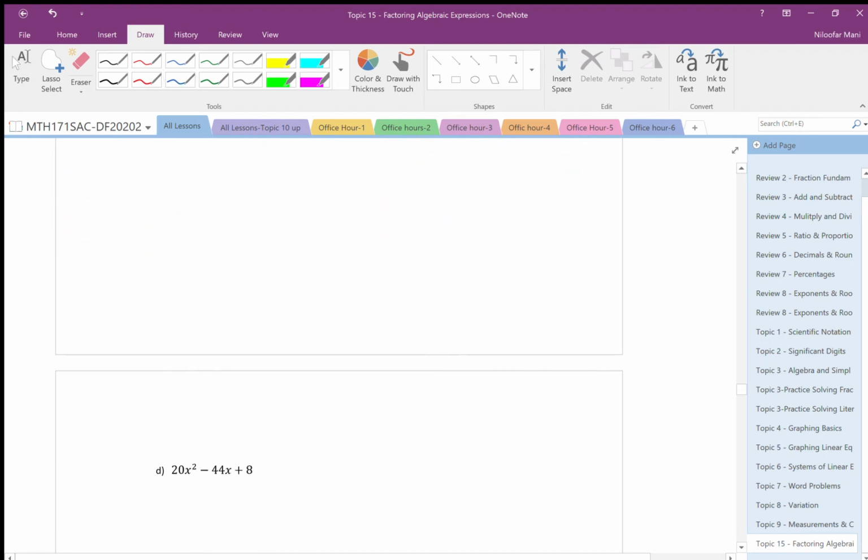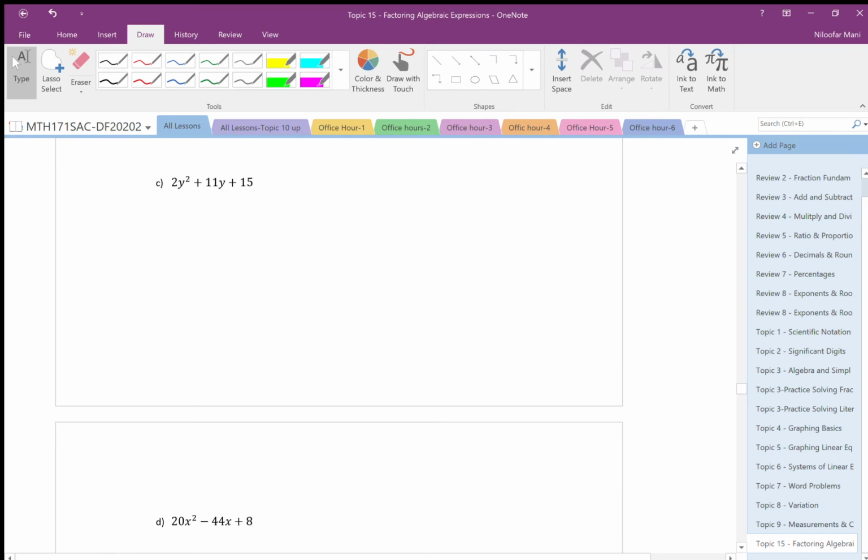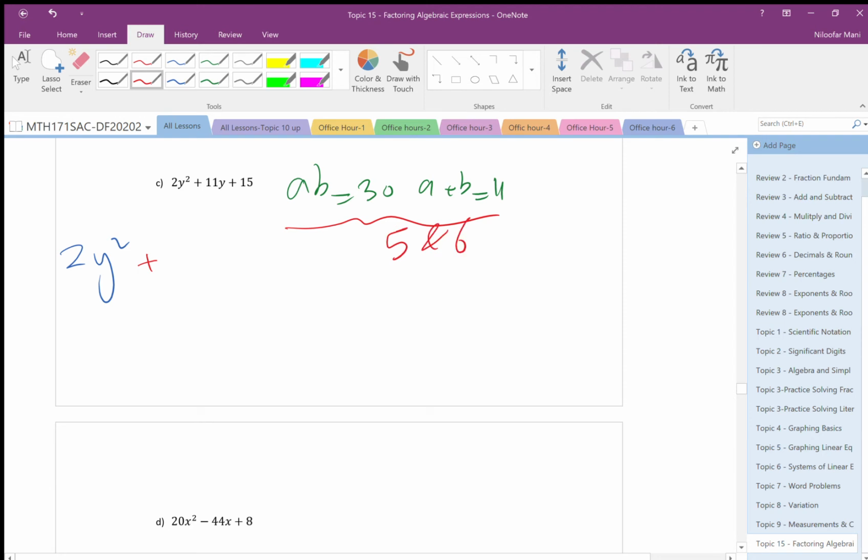Okay, now I go to the next one. I am looking for two numbers. If I multiply them, 30. If I add them, 11. So 2y squared I don't touch. This one I write. Oh, I have to find those numbers. So 30 and 11. Okay, so 5 and 6. If I add them, 11. If I multiply them, 30. Yes, perfect. So 5y plus 6y.